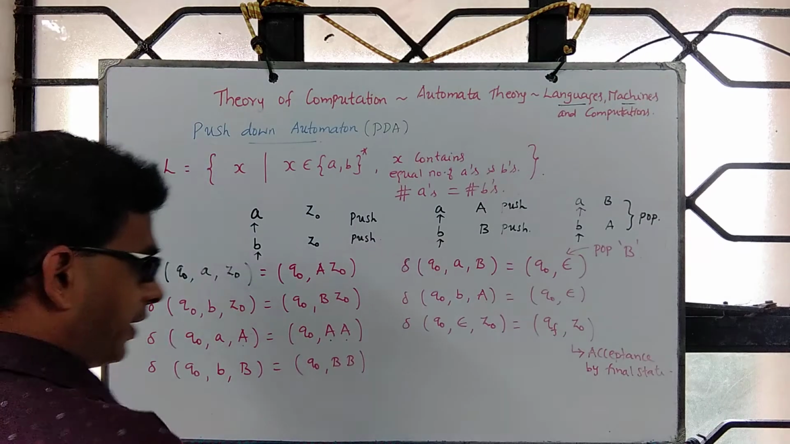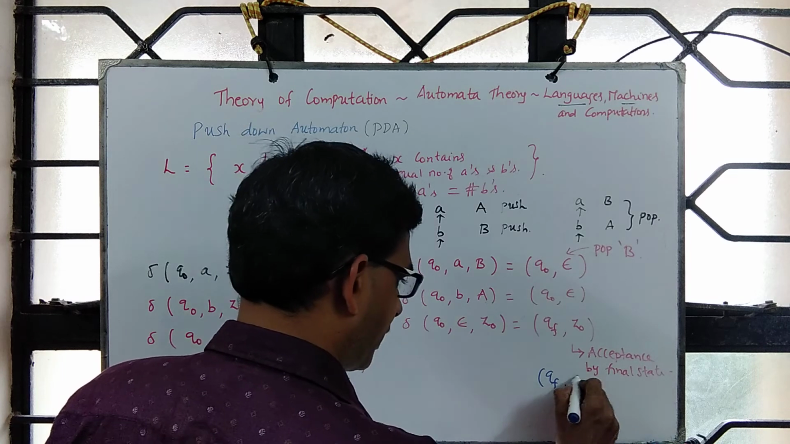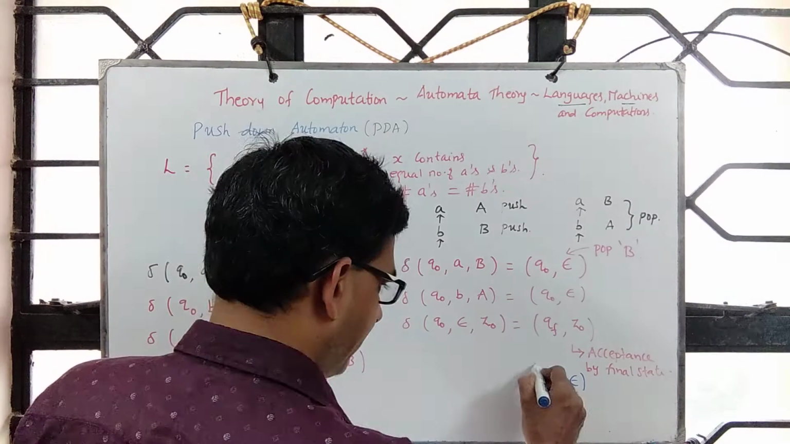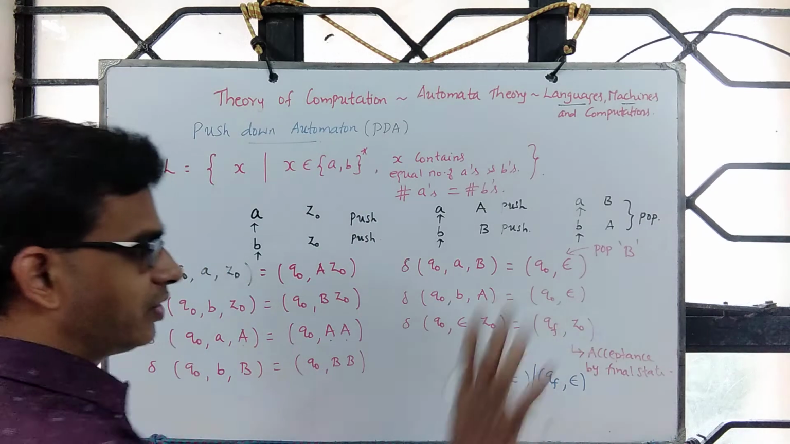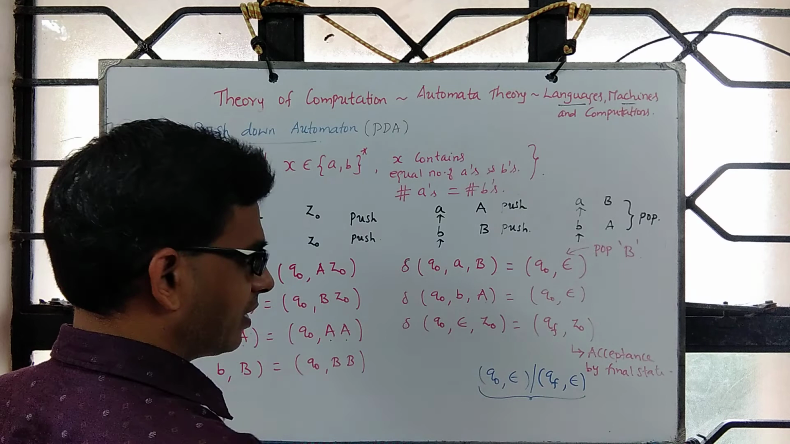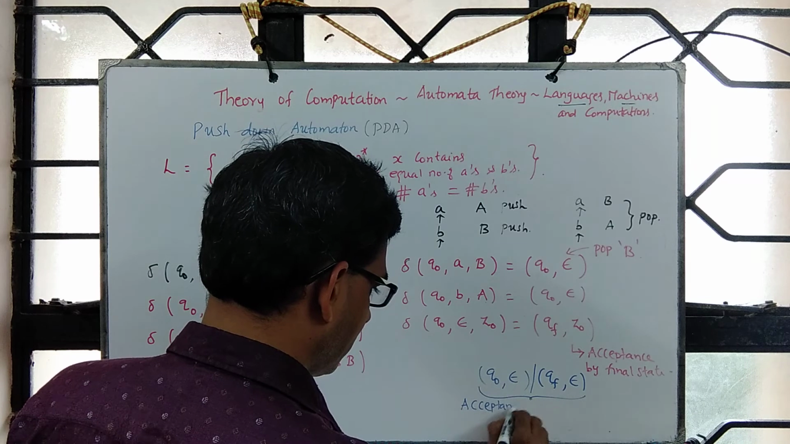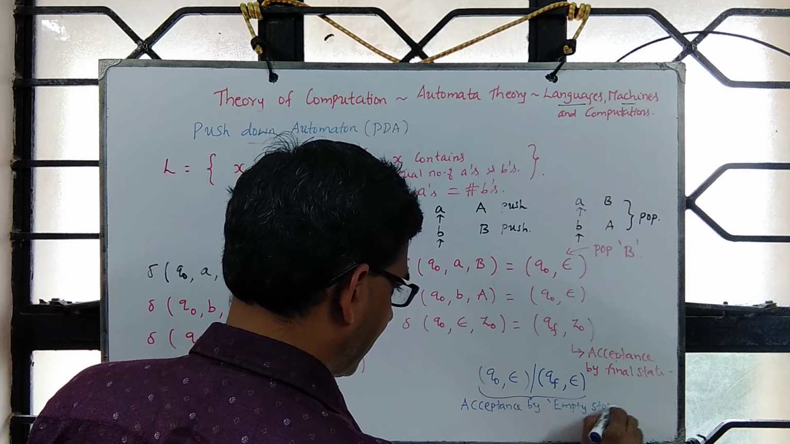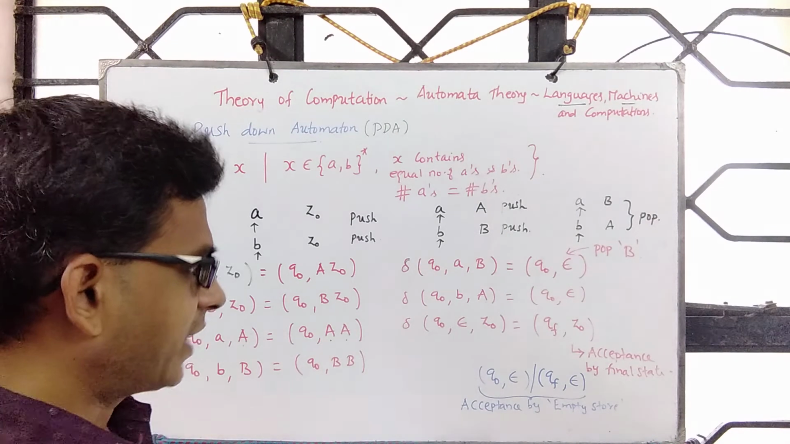Or you can also do the same thing. You can go to QF. You can also empty the stack. Or you can also stay in the same state, Q0 comma epsilon, which means Z0 is popped out. Either you stay in the same state and empty the stack, even Z0 is taken out. This is called acceptance by empty store, emptying the stack or emptying the push down automaton. Fine, so both are correct, both are equivalent.